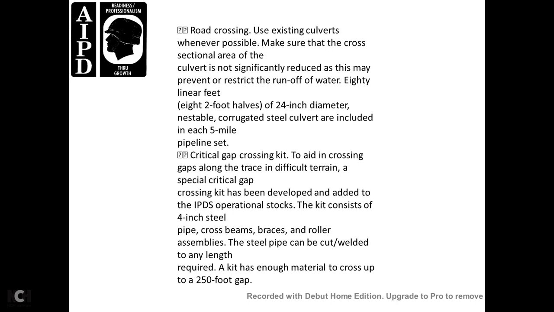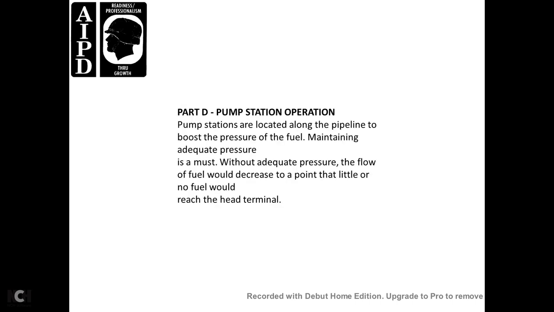Critical gap crossing kit. To aid crossing gaps along the trace in difficult terrain, a special critical gap crossing kit has been developed and added to the inland petroleum dispensing system operational stock. The kit has 400-inch steel pipe, cross beams, braces, and roller assemblies. Steel pipe can be cut and welded to any length required. A kit has enough material to cross a 250-foot gap.